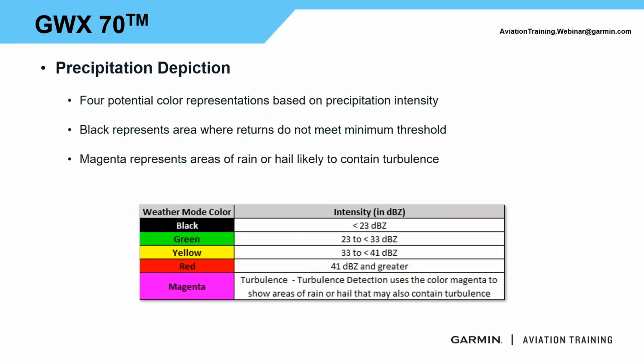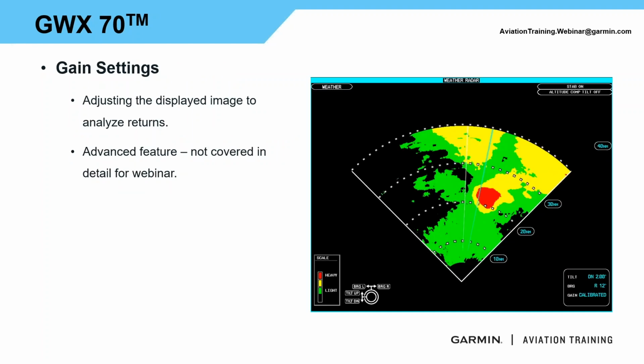Here's the color scale. So the 4 colors, black, green, yellow, and red being the strongest returns that are going to be displayed, and then magenta being the turbulence. We talked just a little bit about gain settings, and that's as much as we're going to talk for the sake of this presentation. We do go a little bit more in depth on our e-learning or instructor-led courses.